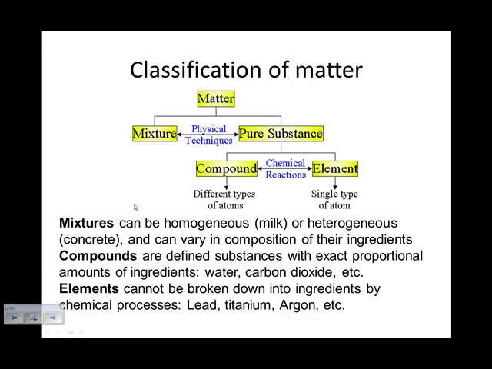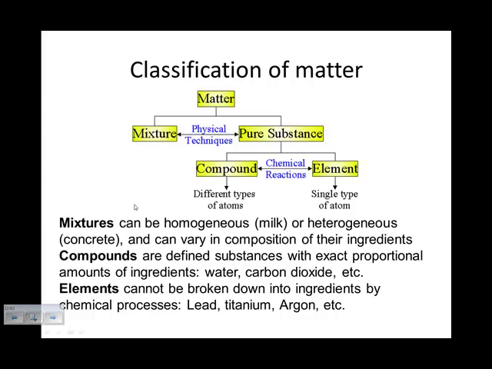Compounds are substances with exact proportional amounts of ingredients, like water. In order to make water, it is exactly two parts hydrogen, one part oxygen, in terms of numbers of atoms. Okay? Elements are only one kind of atom, right? So iron is an element, and it is made up of nothing but iron atoms.